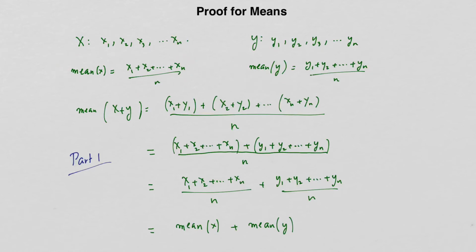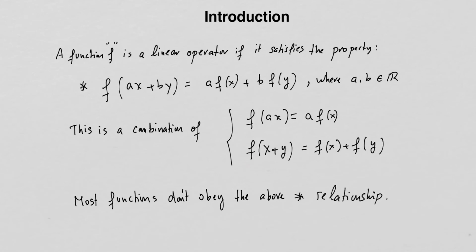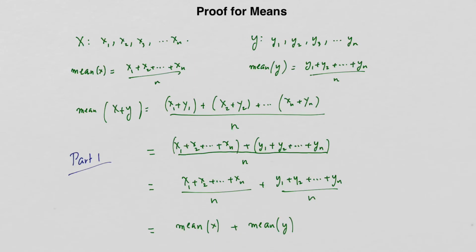What I want to do is prove that the mean of the sum is the sum of the means. Replace f by the mean, okay? So let's begin with the mean of the sum. And if I can reach the mean of x plus the mean of y, I have succeeded. What's the mean of x plus y? Well, by definition, it has to be x1 plus y1. That's the first term, plus the second term. And each term has a pair all the way to the last term.